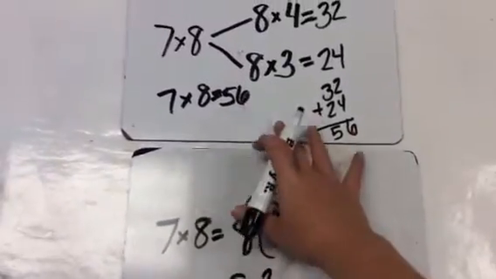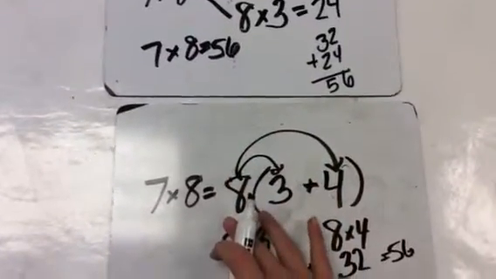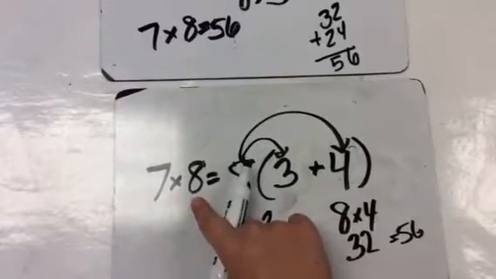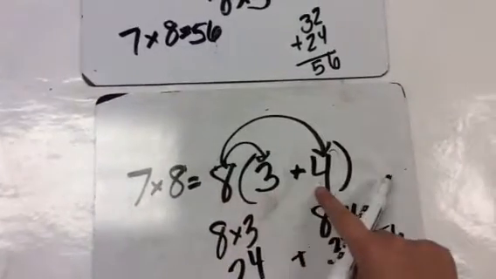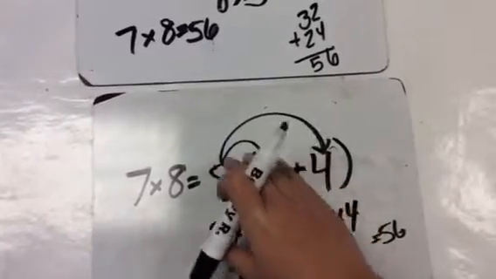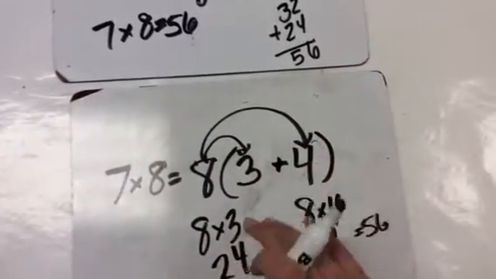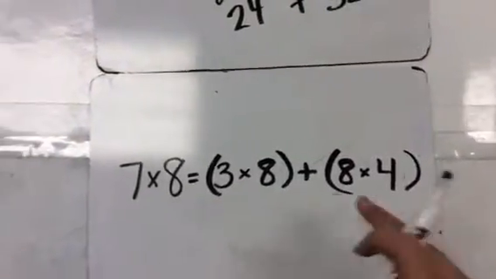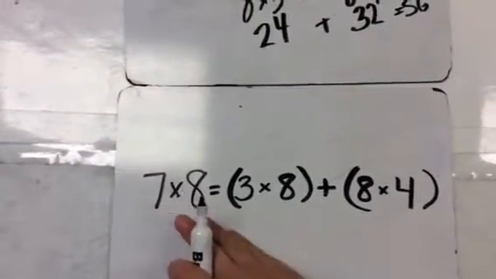So this is the same thing. I'm splitting 7 times 8, but I'm doing it a different way. I kept the 8, just like here, and I split up the 7 into a 3 and a 4. This means the same thing as 3 times 8 and 3 times 4. Here's another way to write it. Same problem. I've got 7 times 8 again.